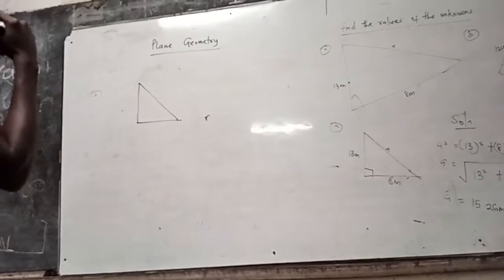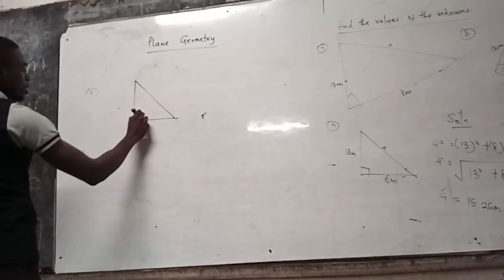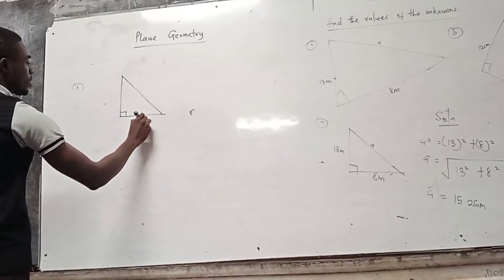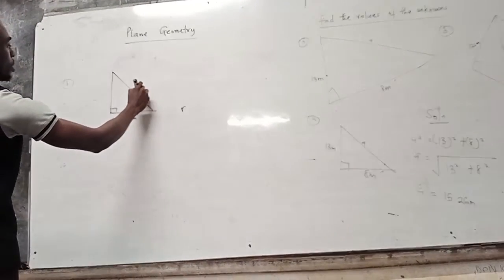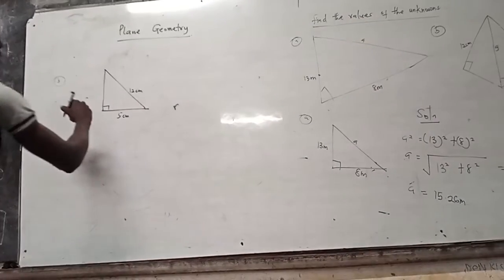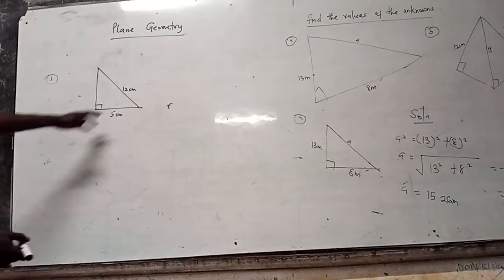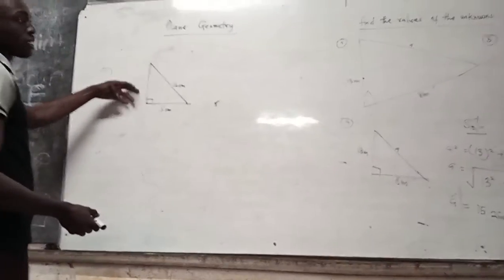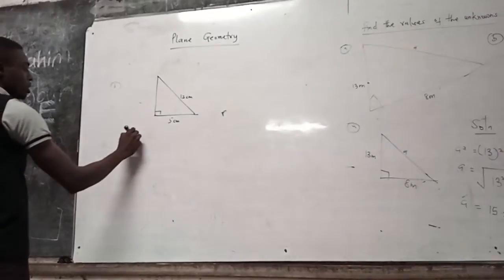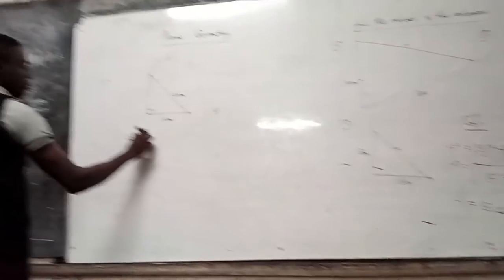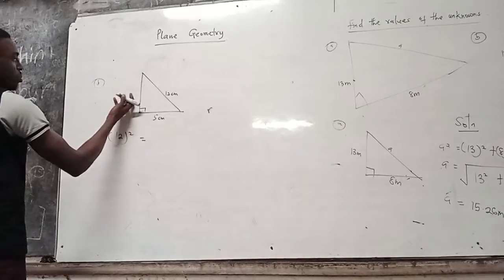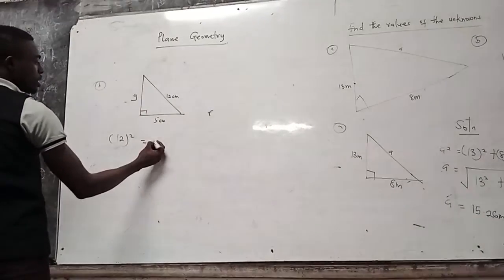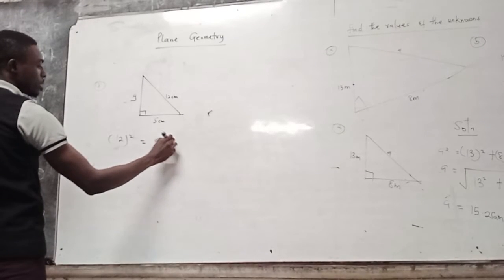So we have this one. Our angle of 90 is here, and we have here to be 5 centimeters, here to be 12 centimeters. Once we have that, it means that the hypotenuse is given, and here is also given. It means we can find here. So with the hypotenuse, that is 12 squared, is equal to, if we name this place G, G squared plus 5 squared.